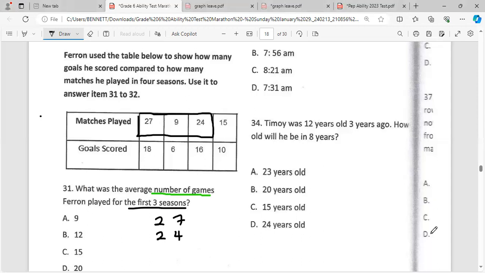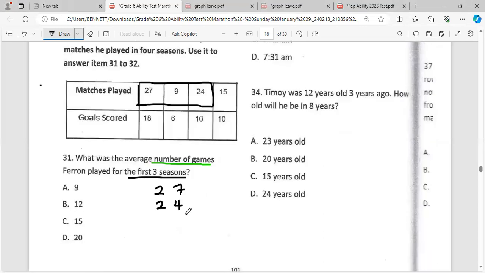All right, so let's find the total of these. So 9 and 7, that's 16, plus 4, that's 20. When we add these three numbers now, it would be 60. And then we divide it by 3. So it would be 60 divided by 3, because we added three numbers. So our answer would be 20 in this case.